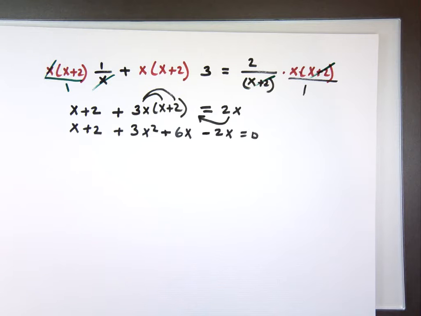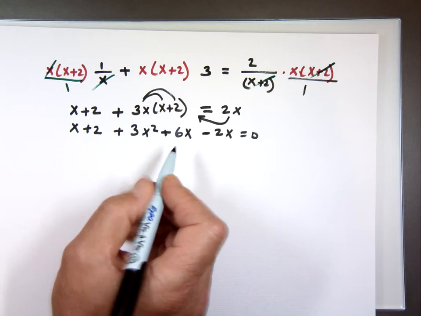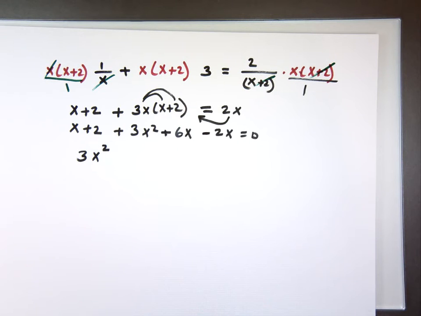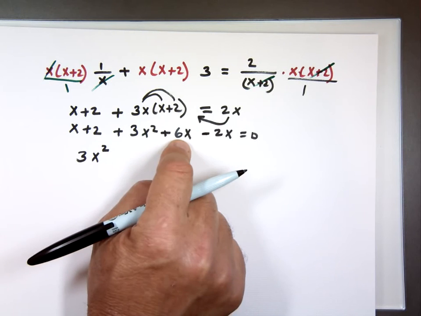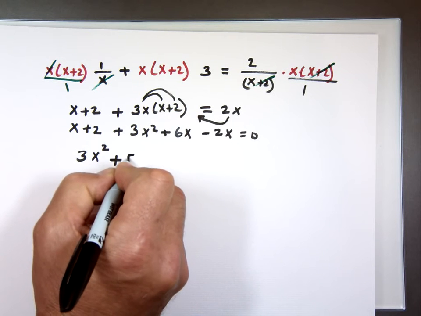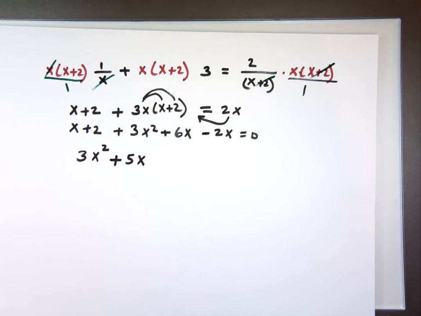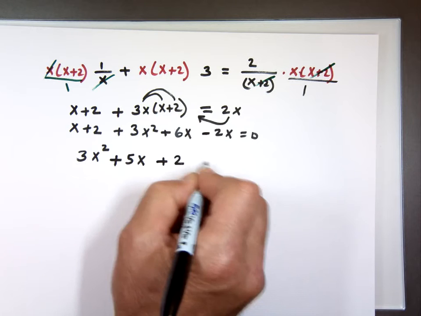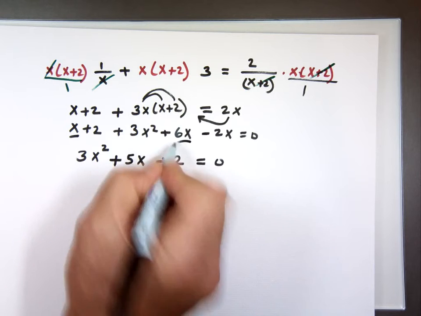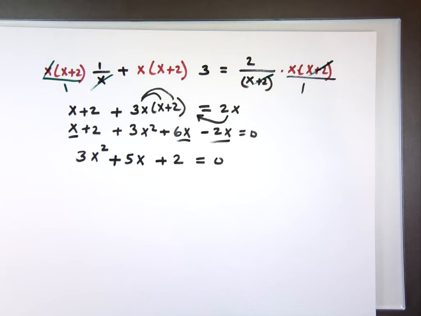That's good. So let's collect like terms. 3x squared. 6x minus 2x is what? 4x. 4x plus x, 5x. Anything else? There's the plus 2. So I took this piece and this piece, and I put them together. They're all like terms. So we're still on step number 1.